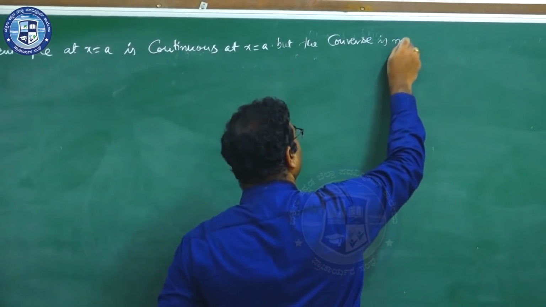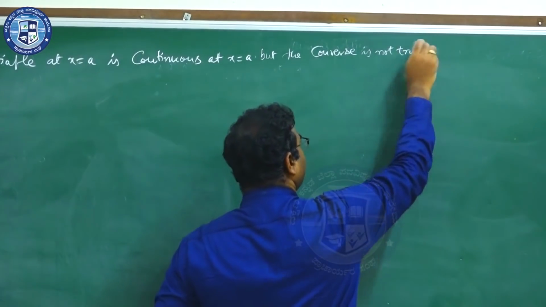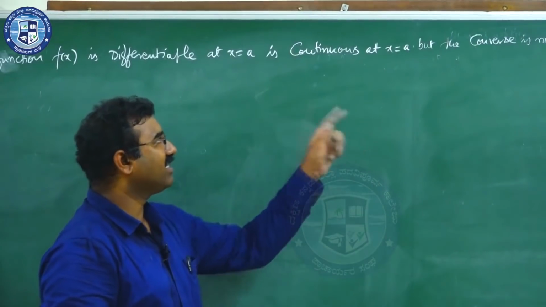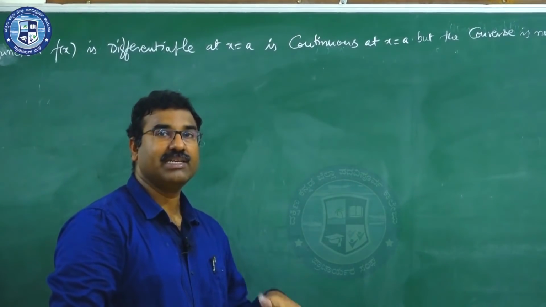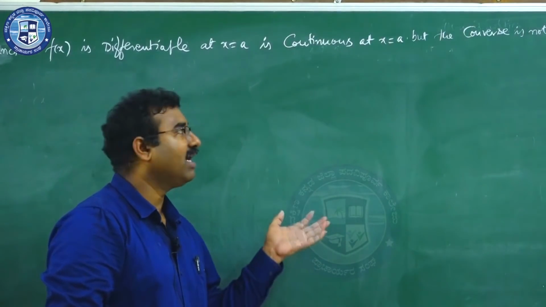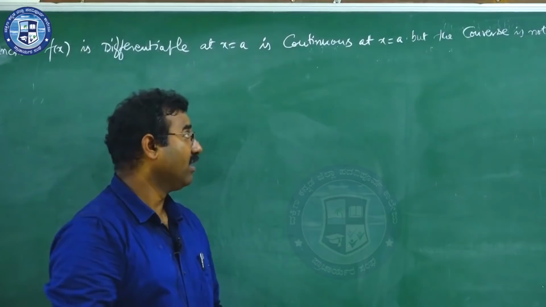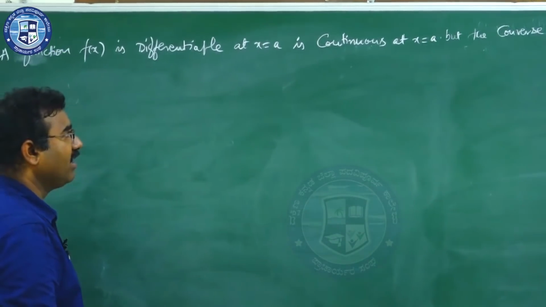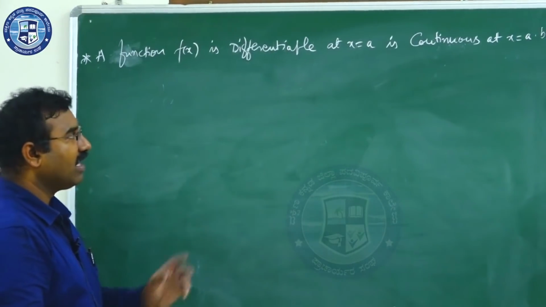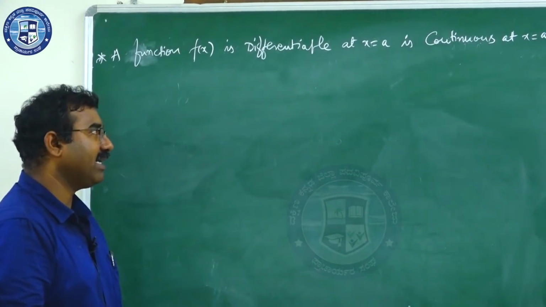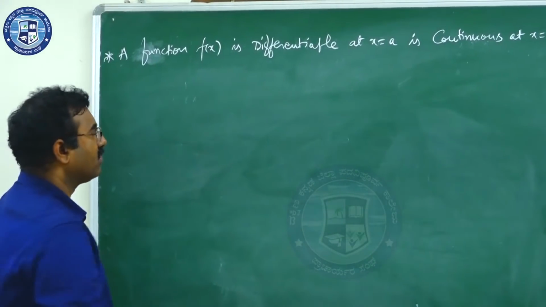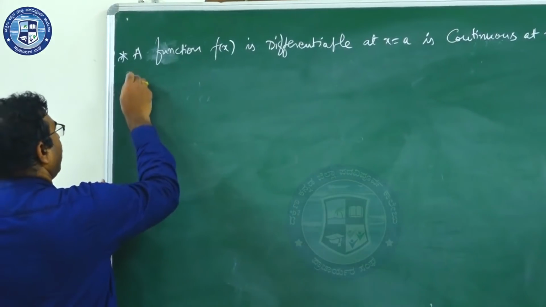What do you mean by that? Converse is not true means, a differentiable function is continuous, but a continuous function at a particular point need not be differentiable at x equal to a. Right? So we are going to see the proof of this. Every differentiable function is continuous at that point, but the converse need not be true. Proof of this.